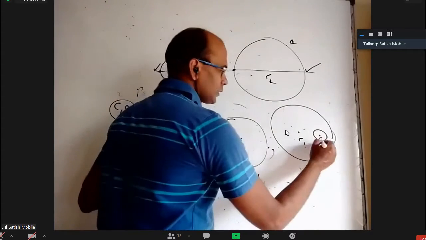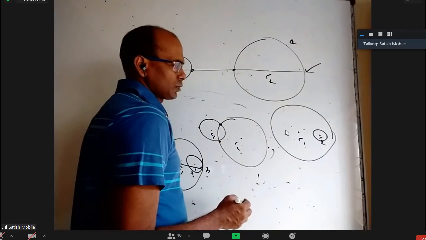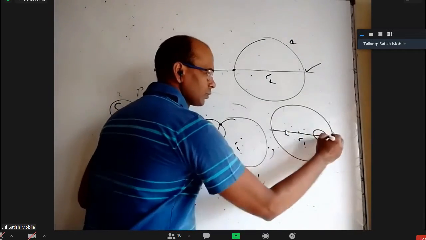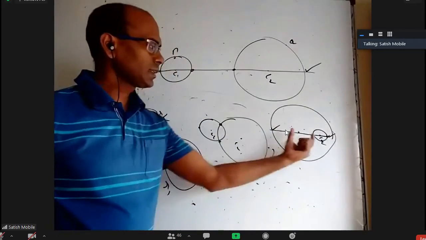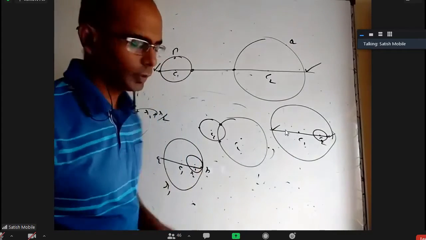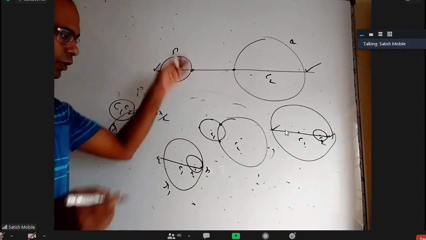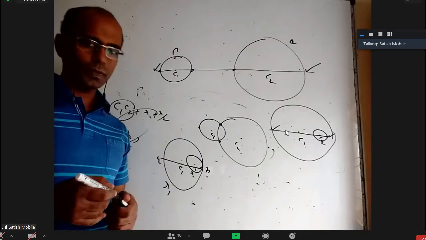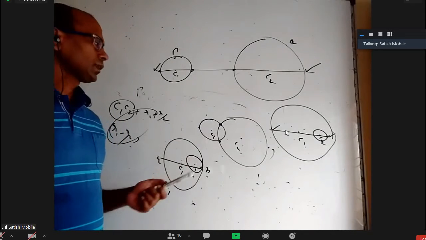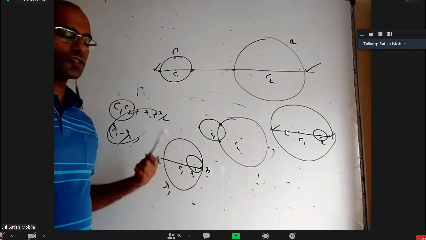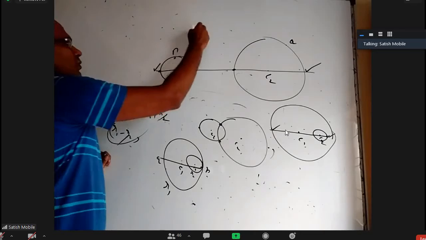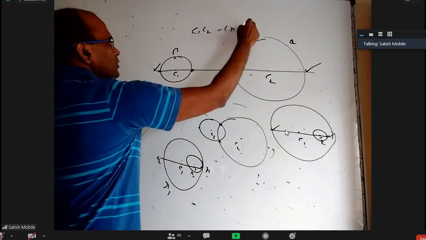Where will you get the maximum PQ? The maximum is when you take here and here. Again, that is distance between the centers plus R1 plus R2. Okay. So maximum is every time, in all the 5 cases, C1C2 plus R1 plus R2. Minimum, whenever they intersect or touch, it is 0. When they are completely separate, we have seen this formula, C1C2 minus R1 plus R2.